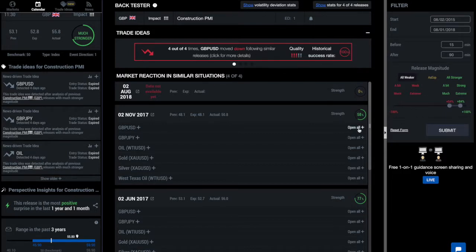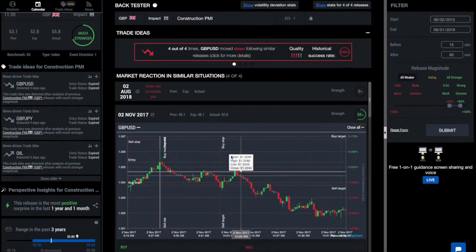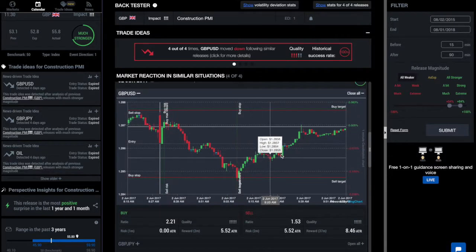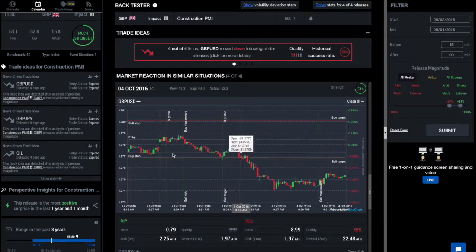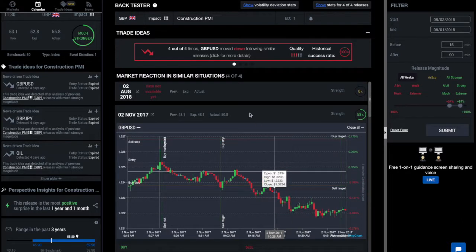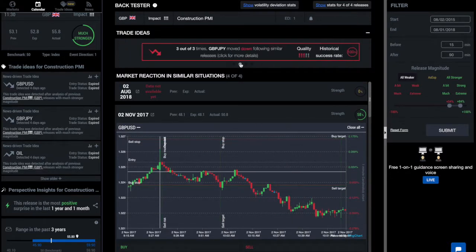So let's look at these charts in the past. This time we definitely reached our sell target from the entry price. Again, a really big dip, again reached our sell target, and again reached our sell target. So this is a fairly good trade idea, I would say, based on the charts. Let's always consider other possibilities though.